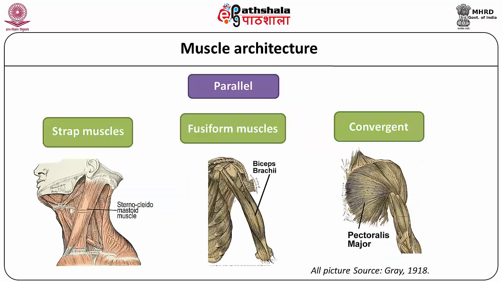Here I have shown some of the examples of parallel arrangement of the muscle fibers. You can see the strap muscle. One great example is sternocleidomastoid muscle of the neck. This muscle causes neck motion in the side direction. Biceps is the best example of fusiform muscle. And convergent muscle example is pectoralis major. It looks like a fan, as if a fan handle is the humerus and it is spreading to the chest.